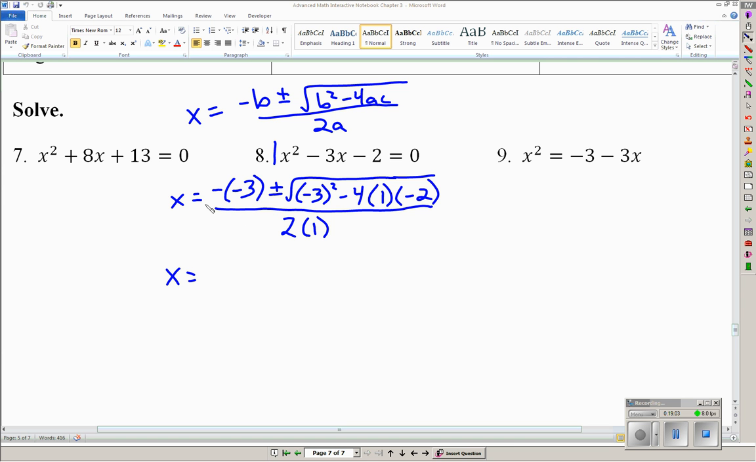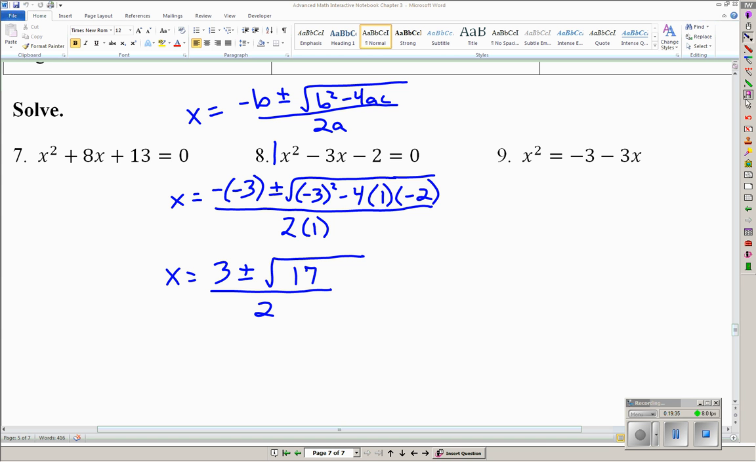Now simplify each part. Negative of negative 3 is 3, plus or minus the square root of... Let's see. Negative 3 squared is 9, and negative 4 times 1 times negative 2 is 8. So 9 plus 8, the negative times the negative is a positive there. So 9 plus 8 is 17, all over 2 times 1 is 2.